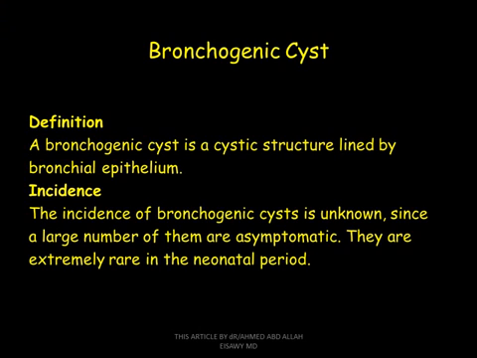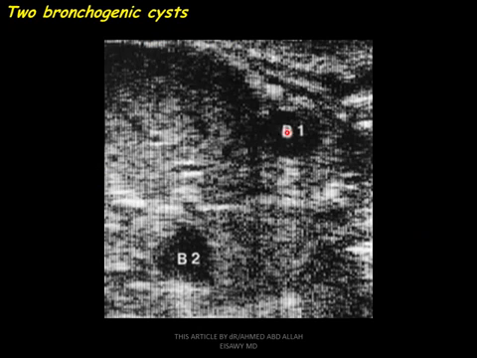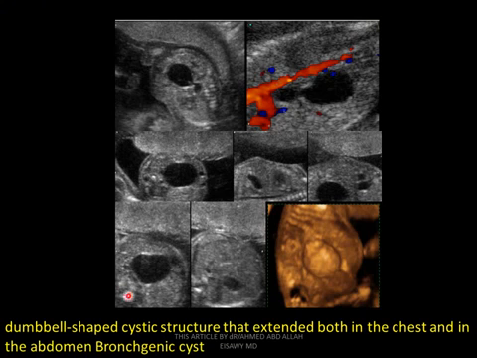Bronchogenic cyst. A bronchogenic cyst is a cystic structure lined by bronchial epithelium. The incidence of bronchogenic cysts is unknown since a large number of them are asymptomatic. They are extremely rare in the neonatal period. Bronchogenic cyst, a cystic structure lined by epithelium. A dumbbell-shaped cystic structure that extended both in the chest and in the abdomen. Bronchogenic cyst, as seen by 3D study.